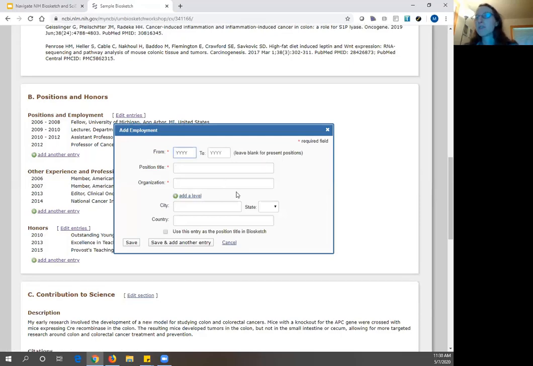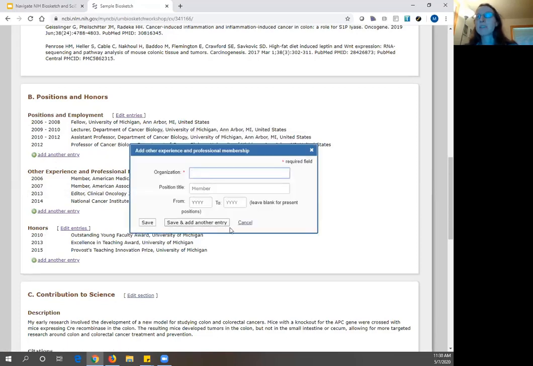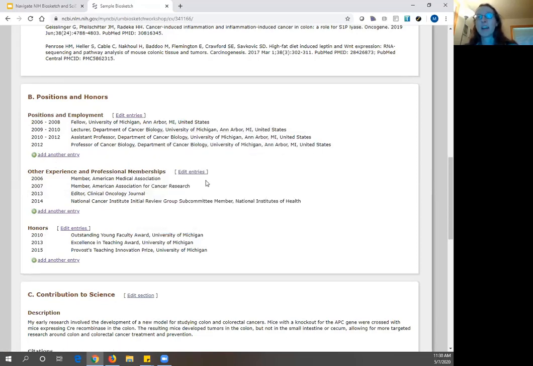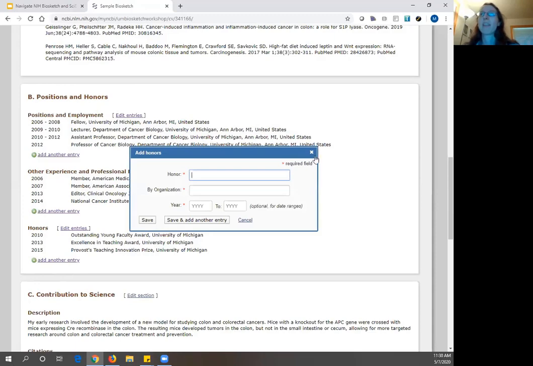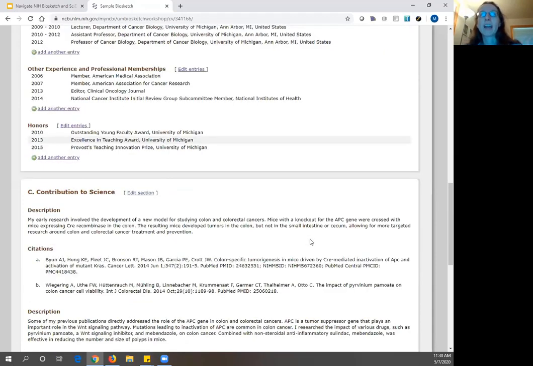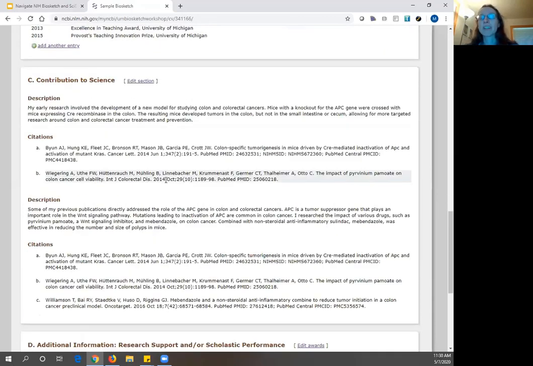Again, it's just a form. So that's what's really nice, is that SciENcv is just giving you forms basically to fill out the information, and it takes care of all the formatting. Same thing for other experience, it's a form, and the honors, it's a form. So for contribution to science, in this particular biosketch, again, this is a dummy biosketch, it's no one's real information. We have two contributions.